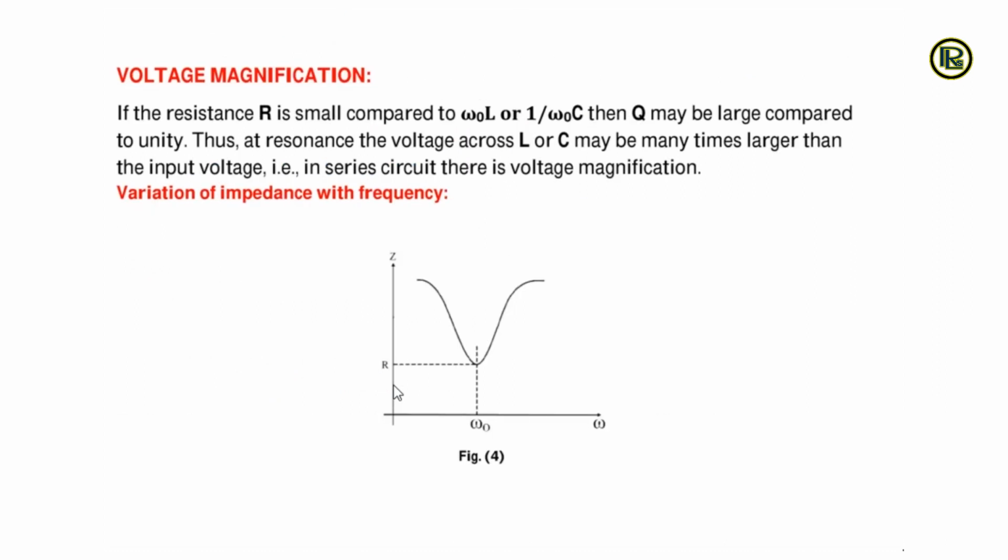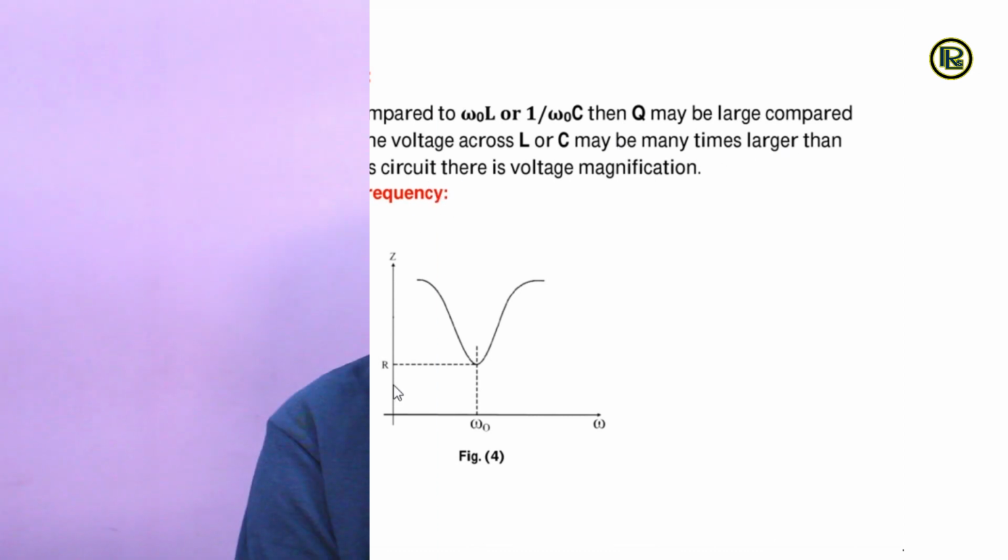Thus, at resonance, the voltage across L or C may be many times larger than the input voltage. That is, in a series circuit there is a voltage magnification. That magnification will be across L or across C. So if we measure the voltage across C at resonance and divide that by the RMS value of the input signal, then we will get the quality factor.